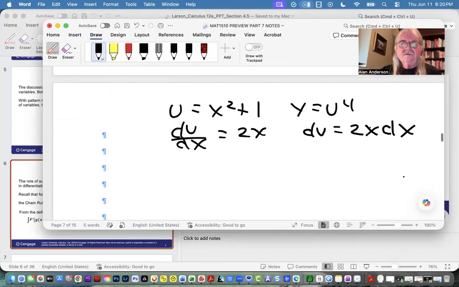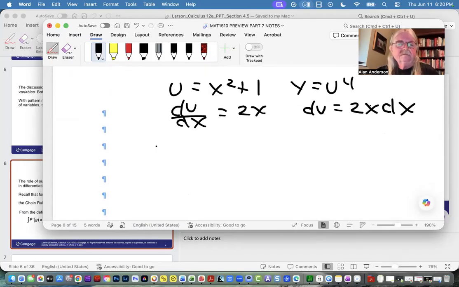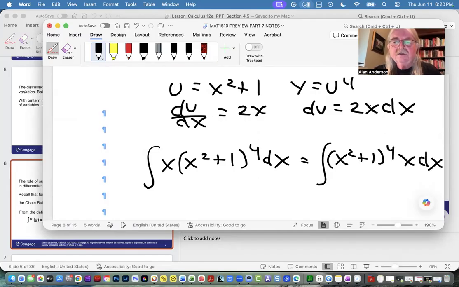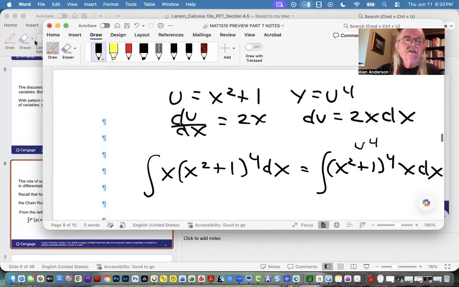All right. But the original function is this. And then I'll rewrite it slightly. And you'll notice we don't actually have the du that we need. We have u to the fourth, that's fine. But we don't have du, but we're awfully close. In fact, we're only missing a constant. If only there was a 2 here, we'd be all set.